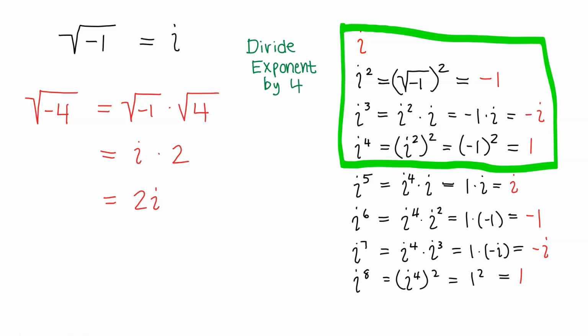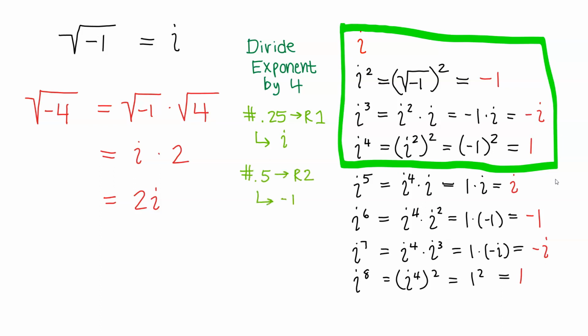So you divide the exponent by 4. If you get a number with 0.25 following the decimal point, this is assuming that you're doing this on the calculator, which most of you probably would, at least for the time being. That means you get a remainder of 1. It means it's going to equal i.